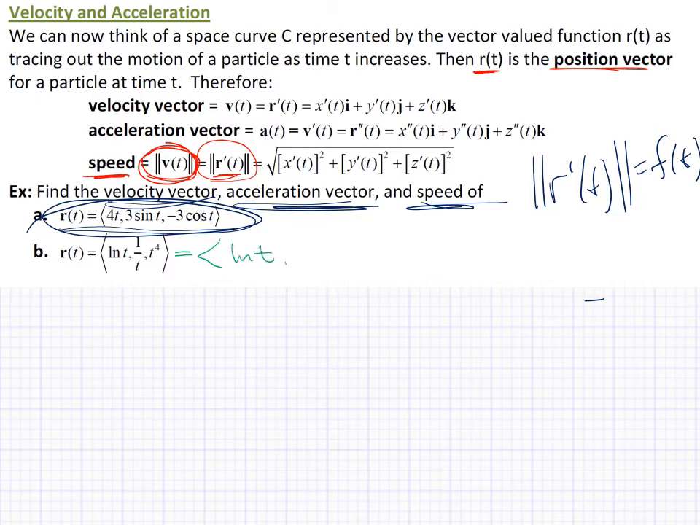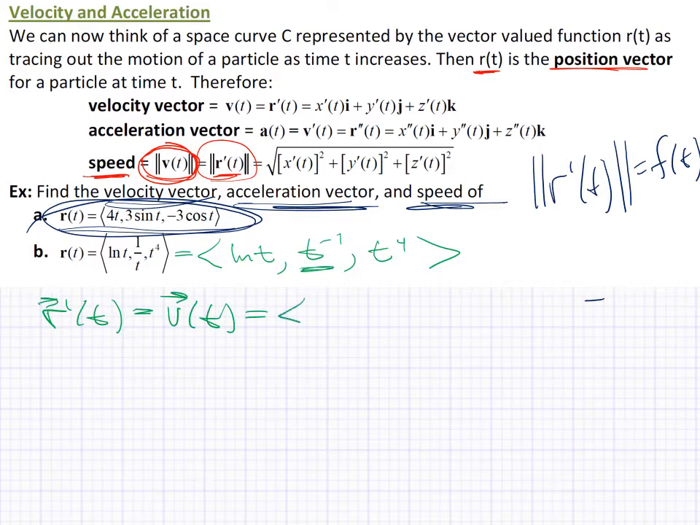This is log t. I'm going to write this as t to the negative 1 and t to the 4th. That's a much easier way to take the derivative here with this second component. So r prime in this case, which is our velocity vector, okay, put the little vectors on there, is going to be 1 over t, negative t to the negative 2, and 4t cubed. Okay.